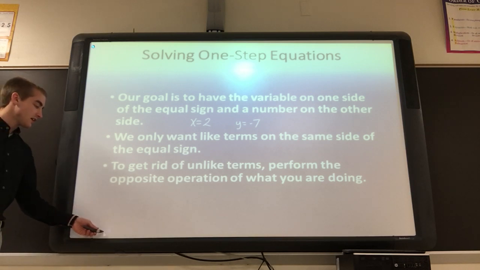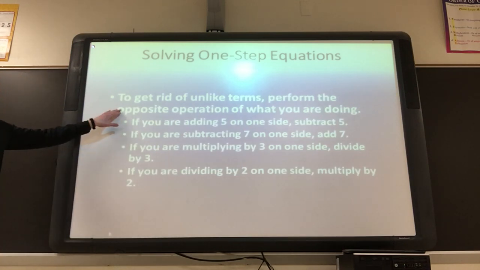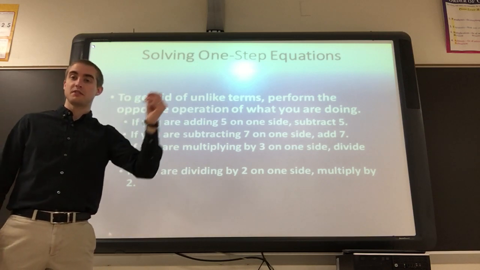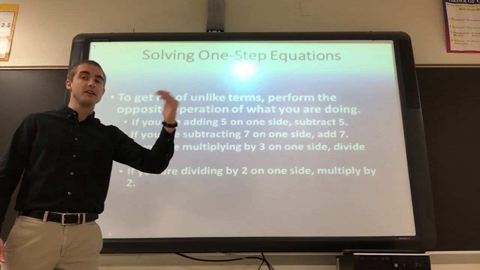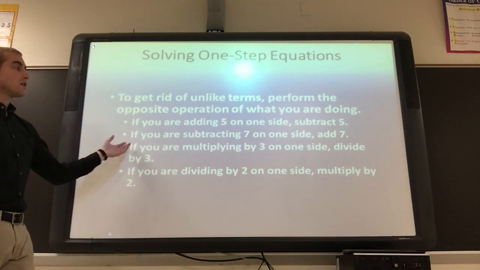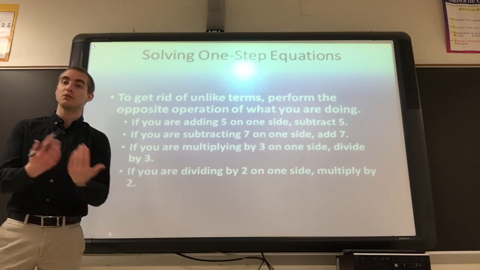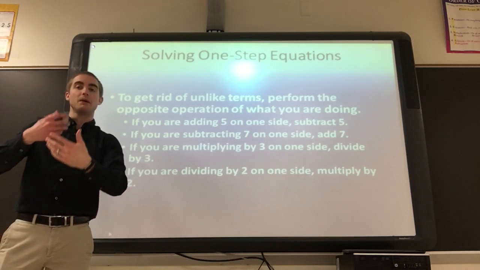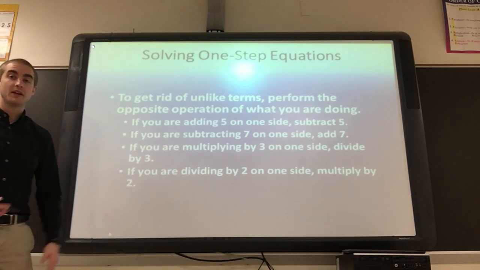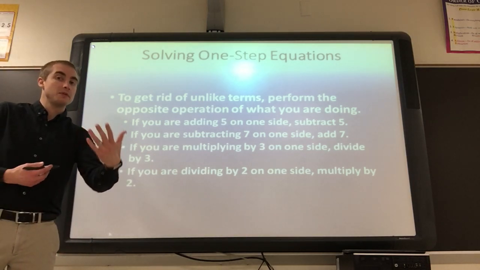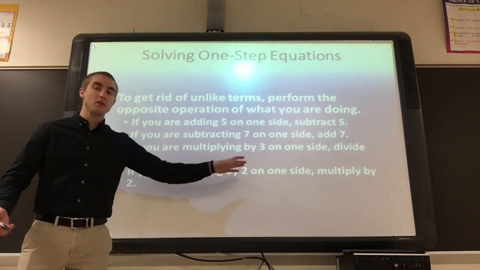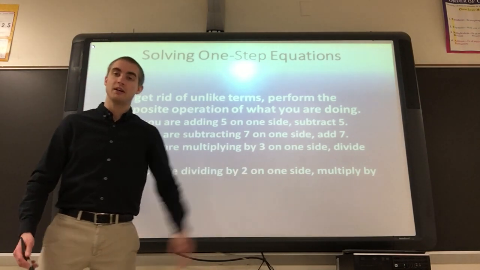So this next slide kind of explains what I mean. The opposite operation: if we are adding 5 on one side, x plus 5, to get rid of that plus 5, we're going to subtract 5. That's the opposite of adding. If we are subtracting 7 and we need to get rid of that -7, we're going to do the opposite operation. We're going to add 7. If we are multiplying by 3, we're going to do the opposite, and we're going to divide by 3. And if we're dividing by 2, we would do the opposite of dividing, which is multiply by 2.